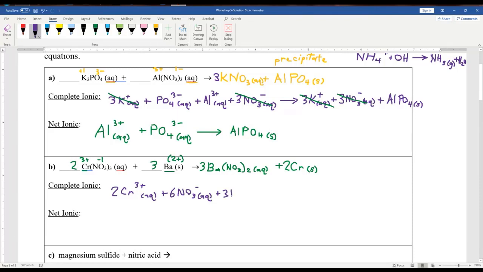I have never done a complete ionic equation with single replacement. I have no idea what to do with barium. Well, barium's a solid, right? So it's not an ion. So I just leave it as is. But it's so weird to me.